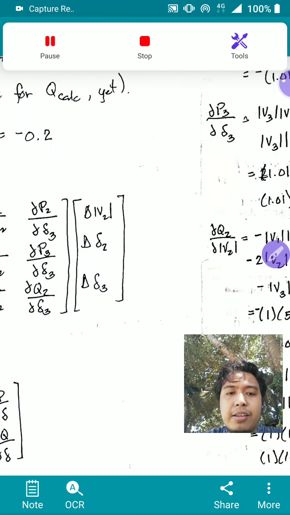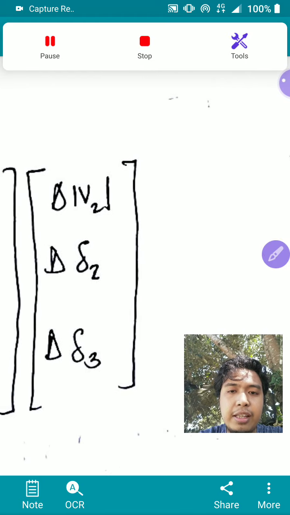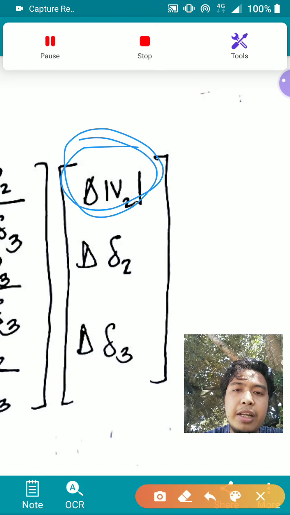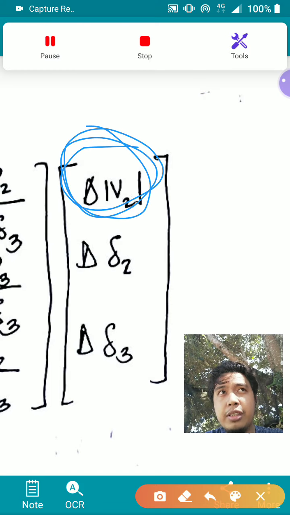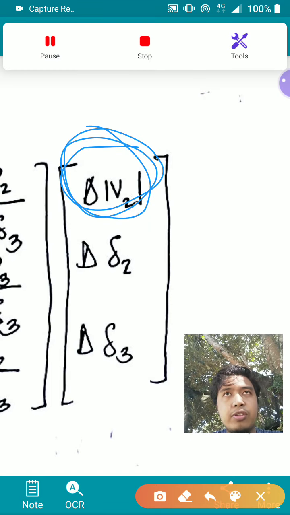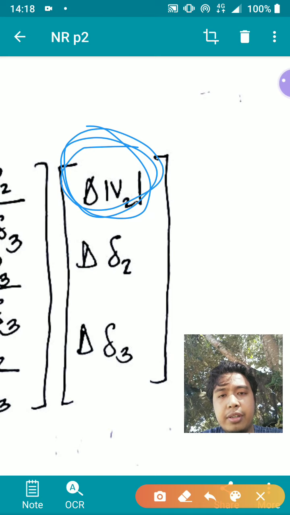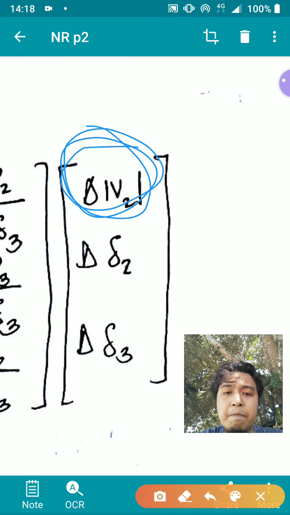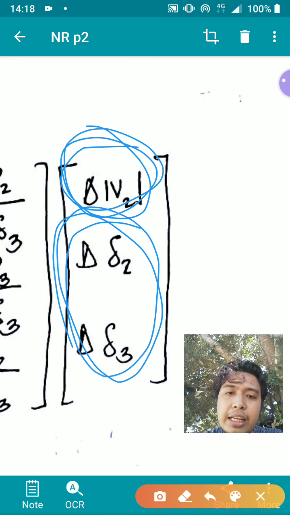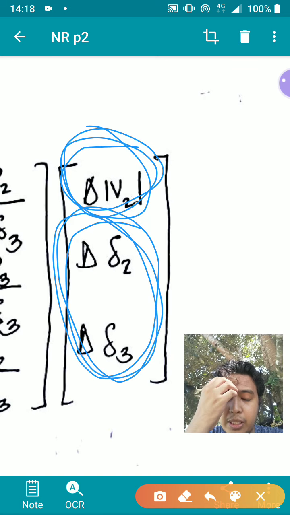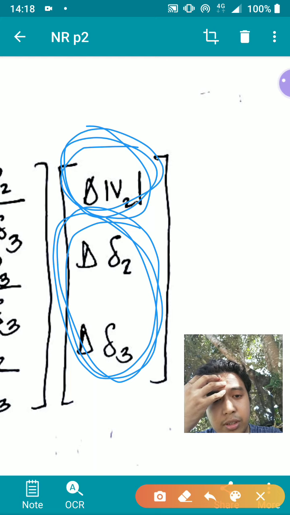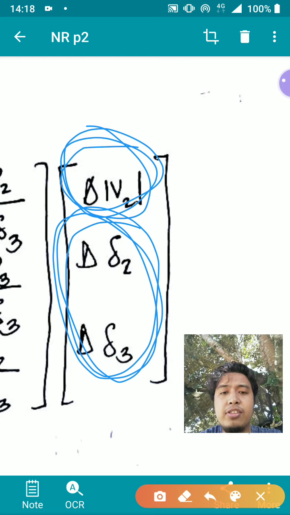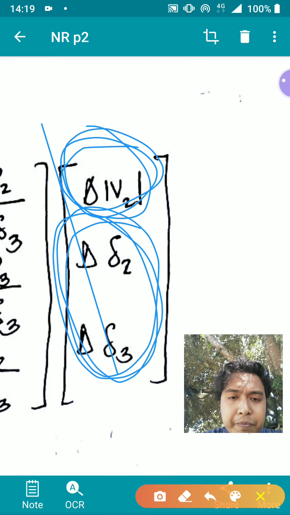On the matrix of delta V and delta angle, you have delta magnitude of V2 for the magnitudes of the voltages, because you don't have a delta for magnitude of voltage on bus 1 and magnitude of voltage on bus 3. And then you have a delta angle of 2 and delta angle of 3 on delta angles, because you don't have a delta angle on bus 1. It's the slack bus. Okay.